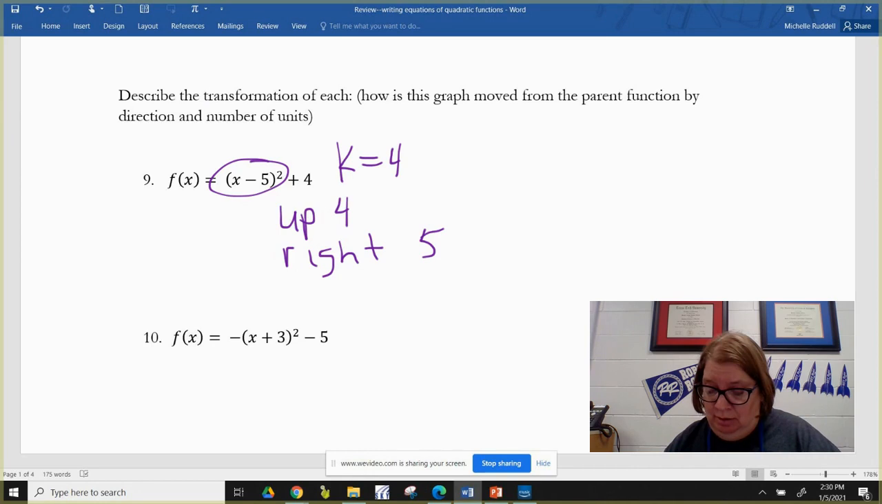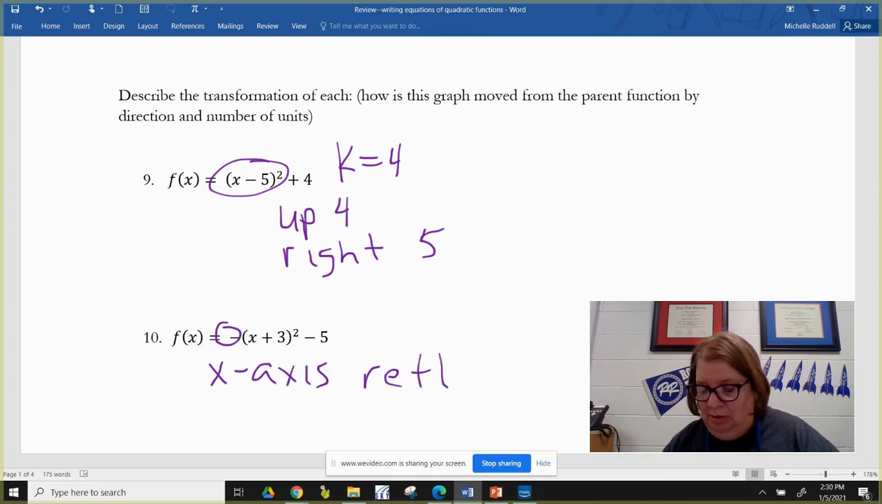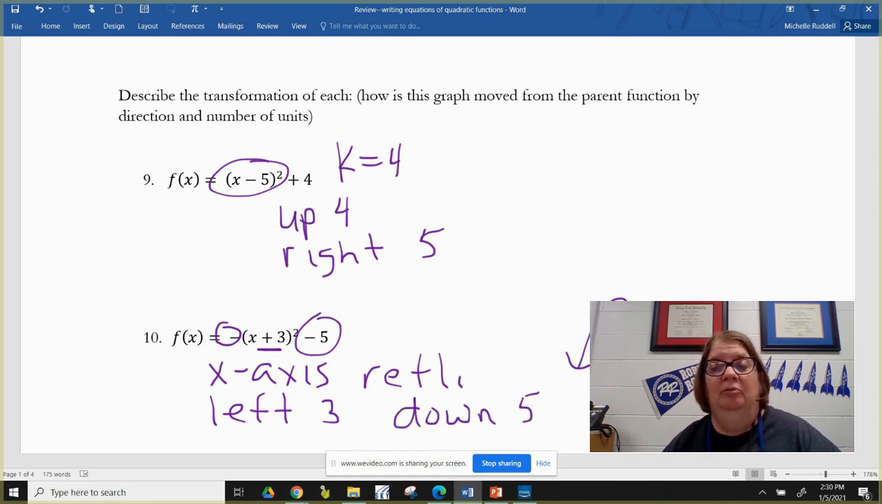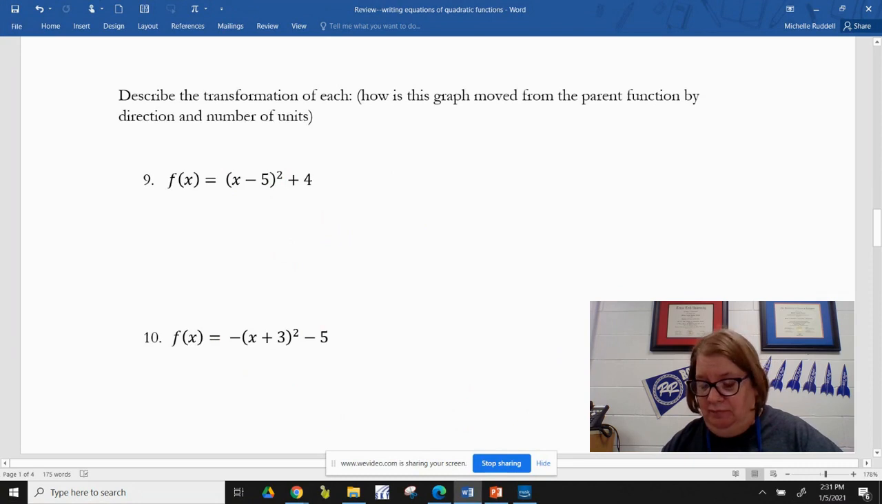Okay, what about number 10? You've got this negative, which is your x-axis reflection. That means your parabola is going to open down. This plus 3 inside means left. This minus 5 here means down. Okay, we'll leave the other ones for you to do. That's transformations. Okay, let's see what else we have.